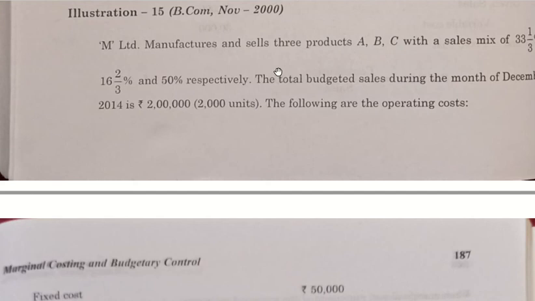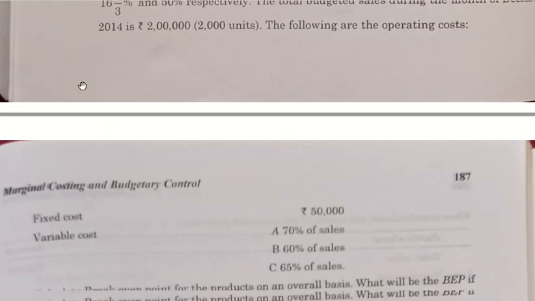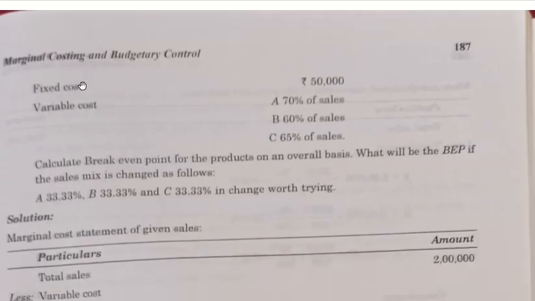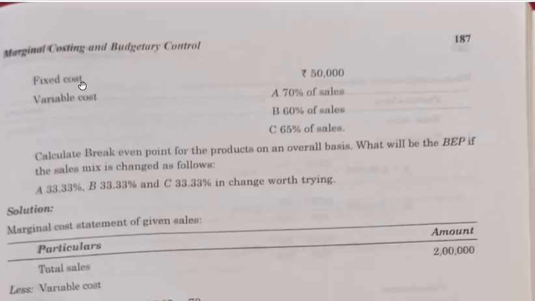Limited manufactures and sells three products A, B, and C with a sales mix of 33 1/3%, 16 2/3%, and 50% respectively. So the total budgeted sales during the month of December 2014 is 2 lakhs, which is 2000 units. The following are the operating costs. So they've given fixed cost, they've given the variable cost. You're supposed to calculate the BEP for the product on an overall basis, and what will be the BEP if the sales mix is changed as follows.